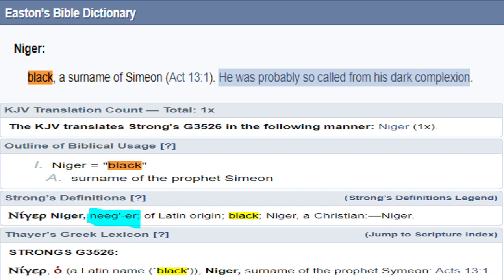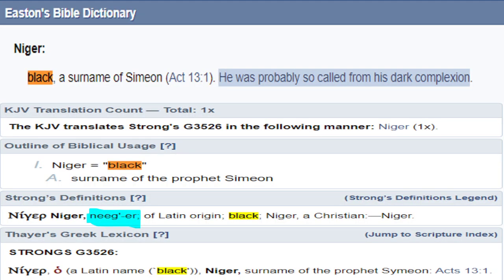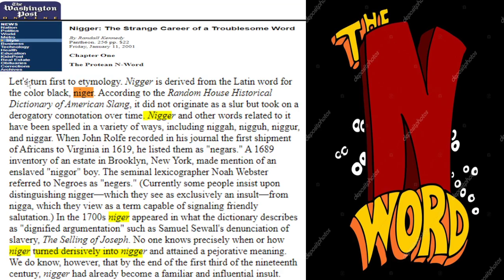And for those of you that don't know, this is so on the nose that the word Niger evolved over time into the so-called N-word. The N-word, first etymology: the N-word is derived from the Latin word for the color black, Niger, right? This is point blank plain, right?